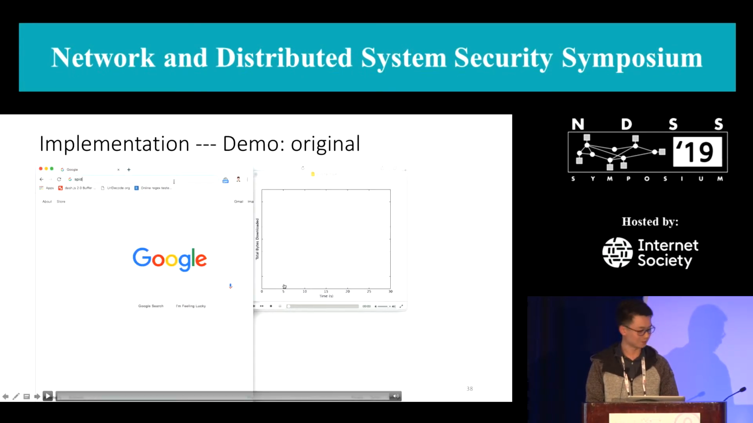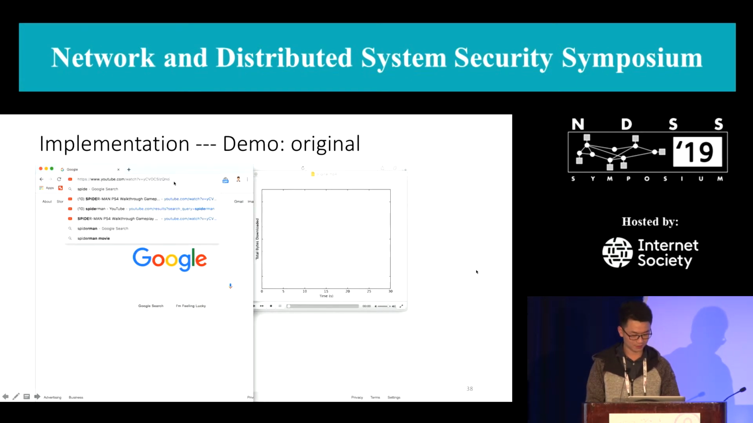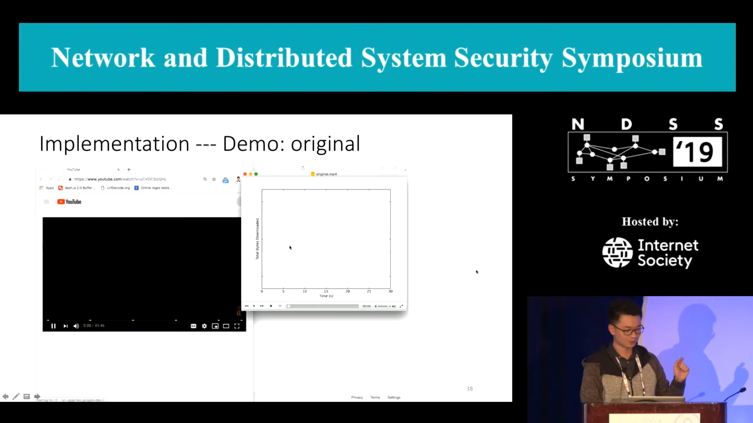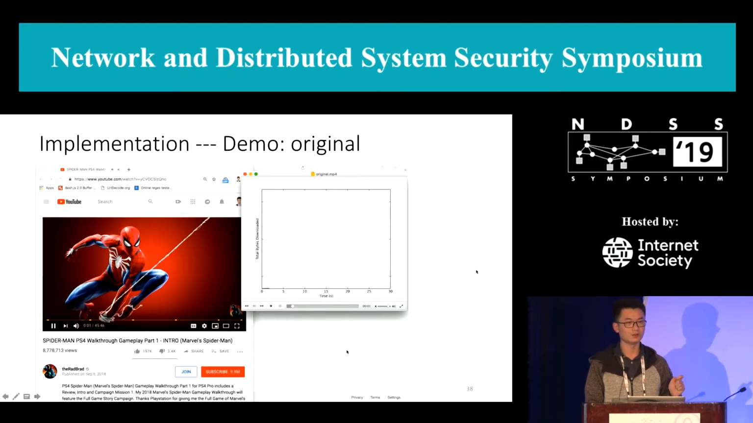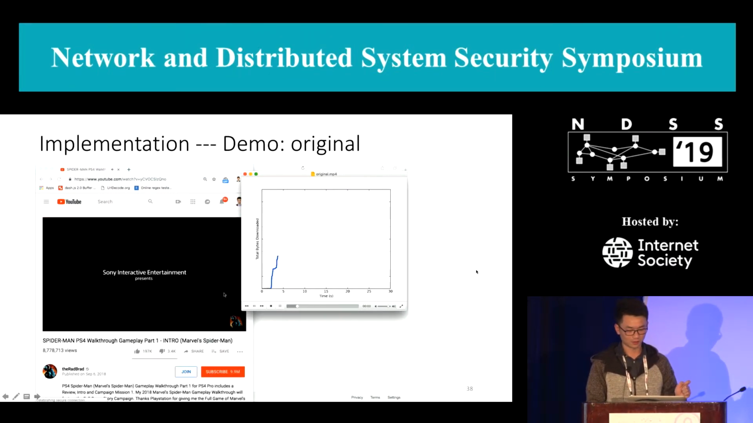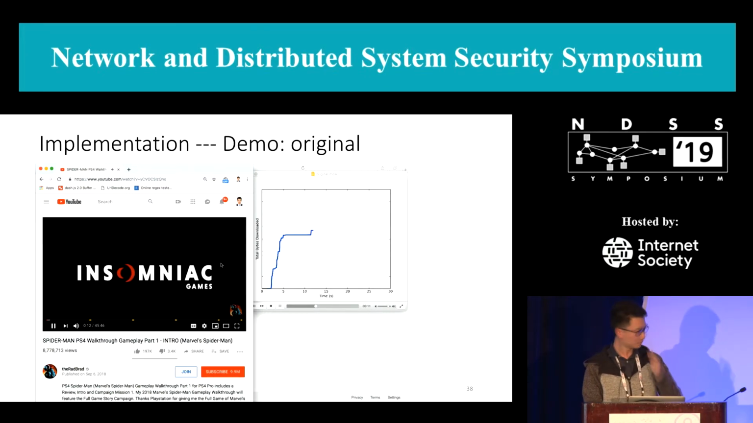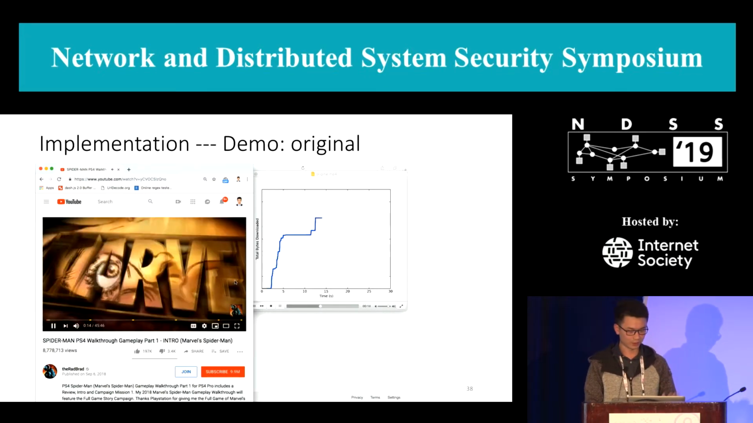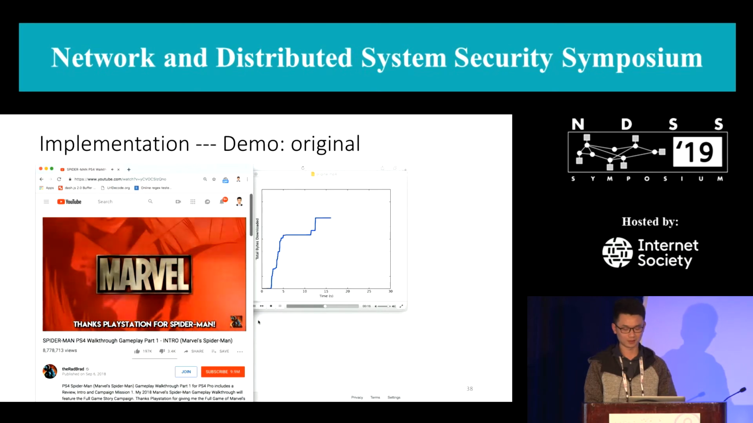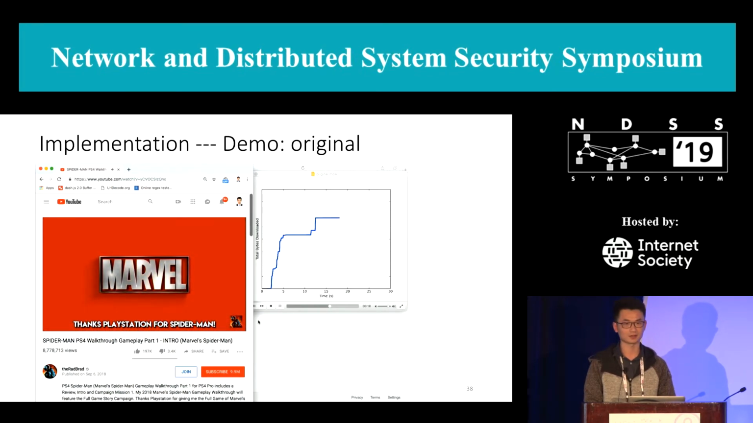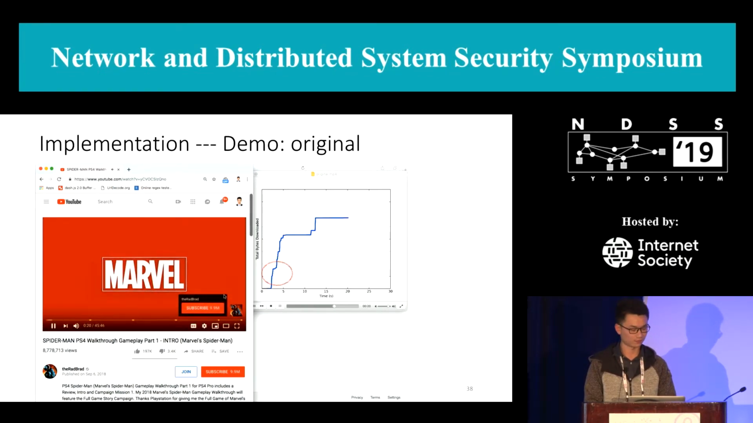So now it's demo time. This demo is showing that the user is currently watching a YouTube video without the extension. And on the right-hand side is a dynamic graph showing the total volume of downloaded packets. So without the extension, we can clearly see the burst patterns from the right-hand side graph.